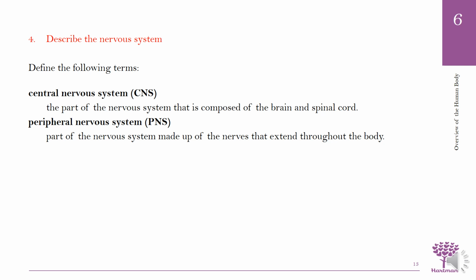Neurons send messages and sensations from the receptors in different parts of the body through the spinal cord to the brain. The nervous system has two main parts: the central nervous system and the peripheral nervous system. The central nervous system is composed of the brain and the spinal cord, whereas the peripheral nervous system deals with the periphery, or the outer parts of the body, via nerves that extend throughout the body.